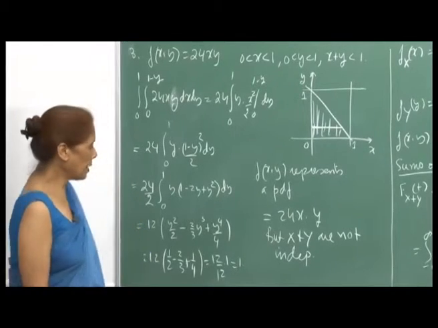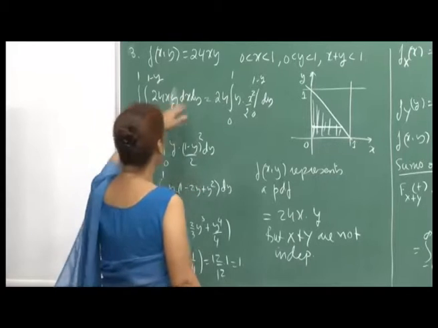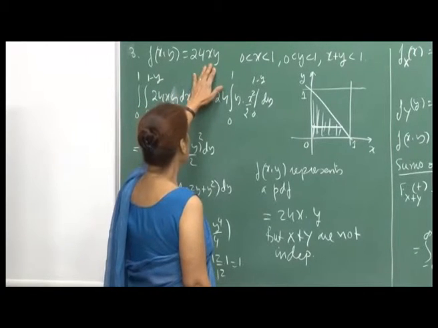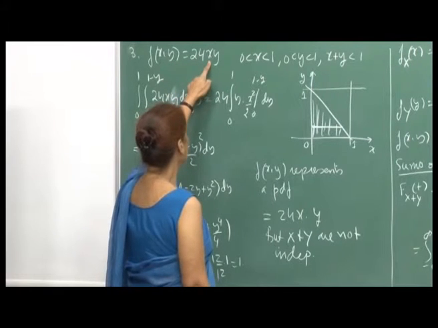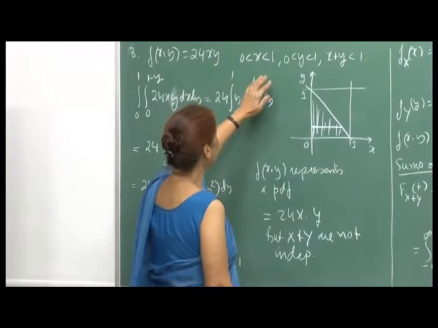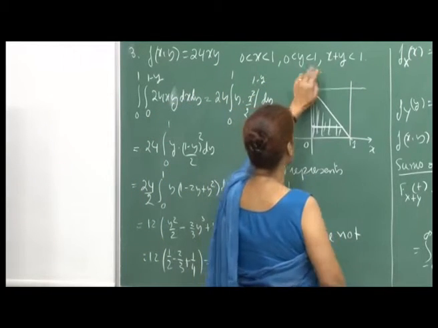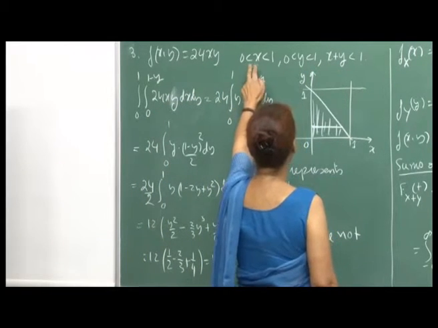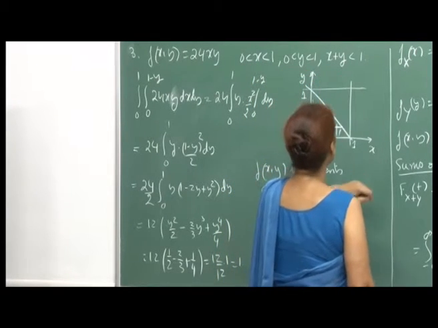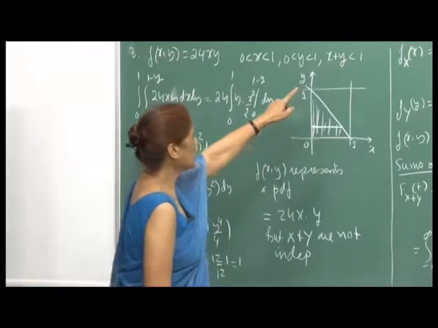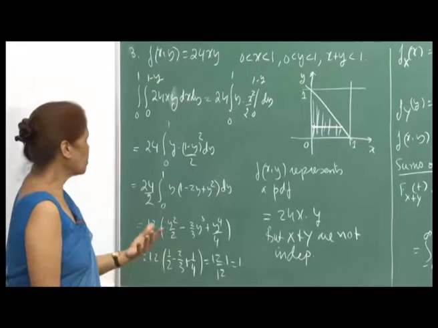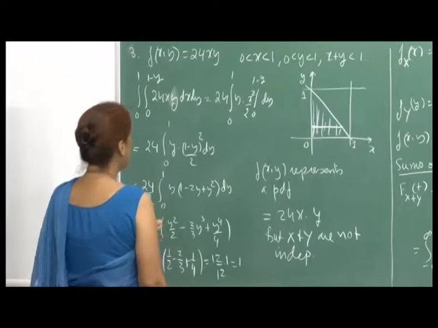So, let me now take another example. See, f(x,y) is 24xy, and you see here you can decompose it into a function of x and a function of y. But the thing is the area of integration. So, this is x between 0 and 1, y between 0 and 1, but x plus y less than 1. So, you see here the connection is there, and therefore, the suspicion is that the two random variables are not independent, and we will see.